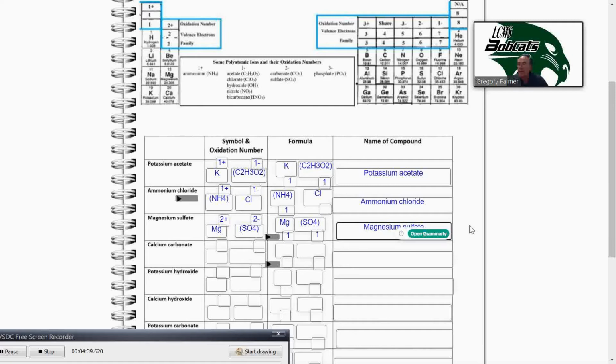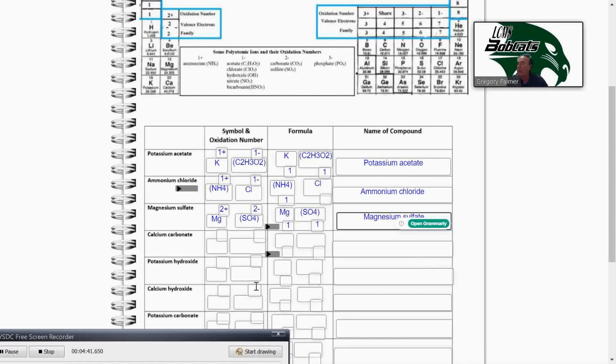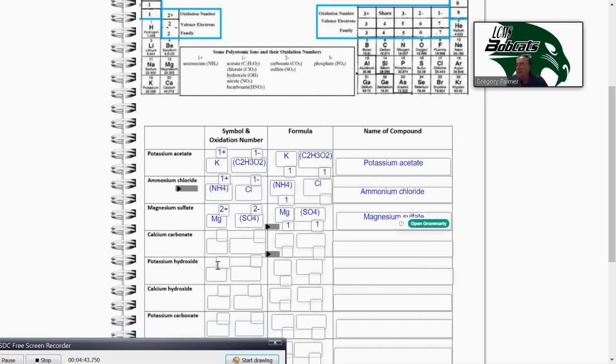Okay. The next one says that we're doing calcium carbonate. Okay, so we look up here on the symbol, calcium is Ca, and it's in family 2, so it has an oxidation number of 2 plus. We look for carbonate. Carbonate is right here, it's CO3. And what's its oxidation number? It's 2 minus.